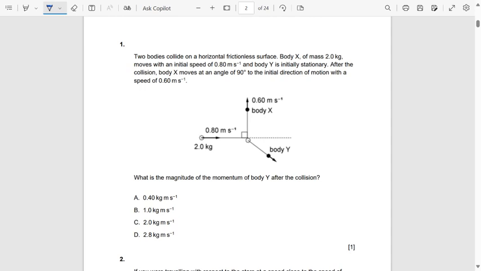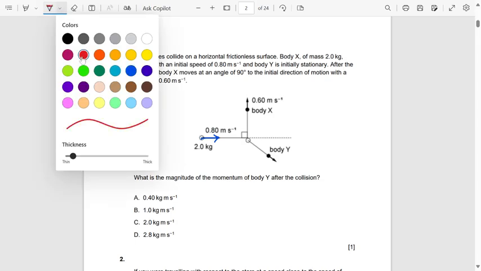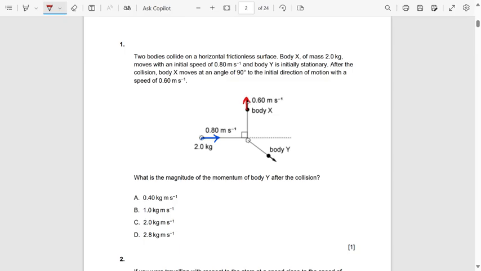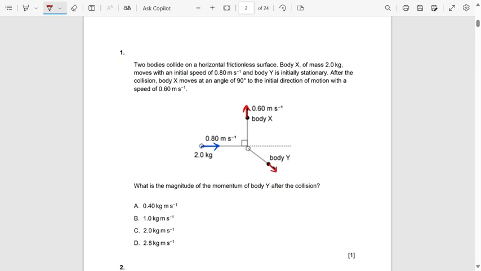Okay, so question 1 is about conservation of momentum. We have a 2 kilogram mass coming in at 0.80 velocity, and then the after effects after the collision is that body X goes this way and body Y goes this way. And we know that there's a 90-degree angle between the initial and the final for body X.